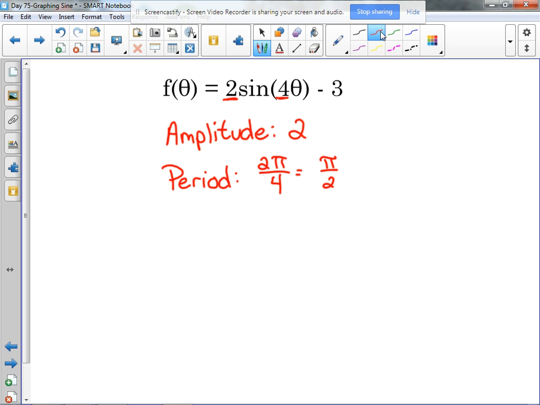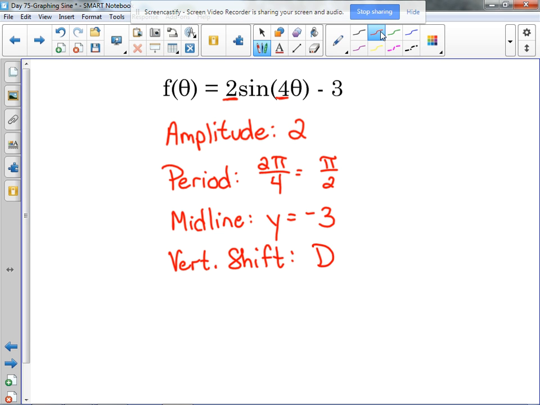And then that -3 is the midline or the vertical shift. So the midline is y equals -3, or if you want to describe it as a vertical shift, that would be down 3 units.